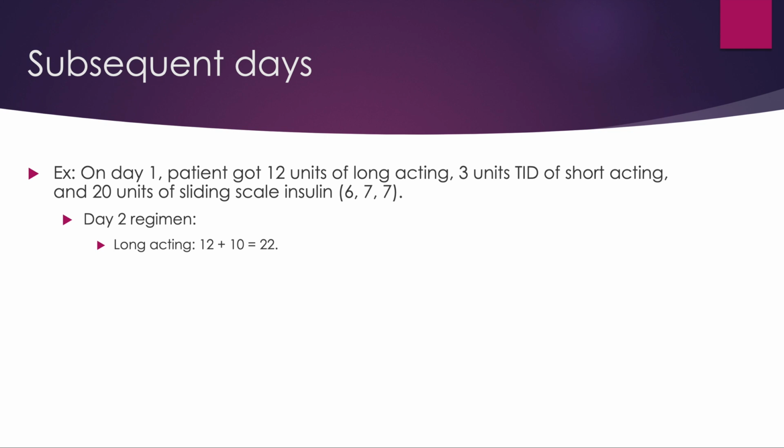You're going to divide 10 by 3. You can round that 10 by 3 to be 3, and you give 3 plus 3, or 6 units TID of the short-acting insulin. Okay, I hope it's clear.